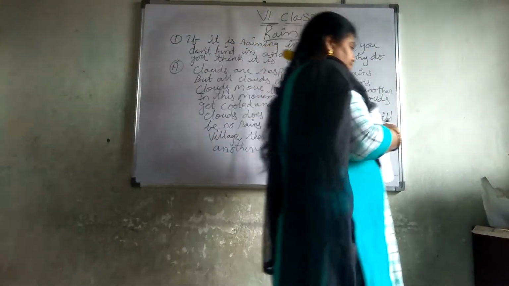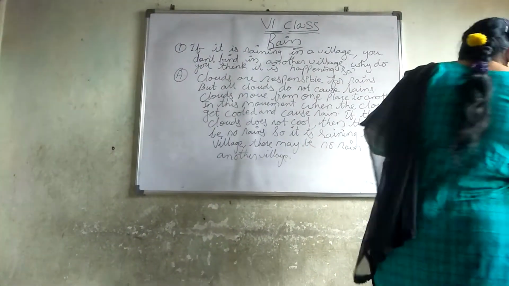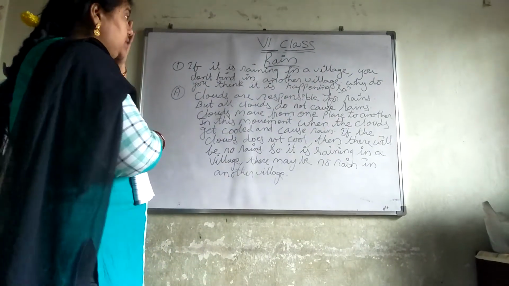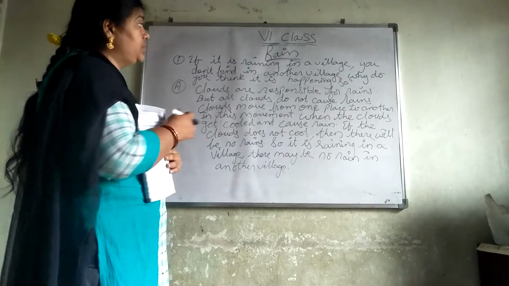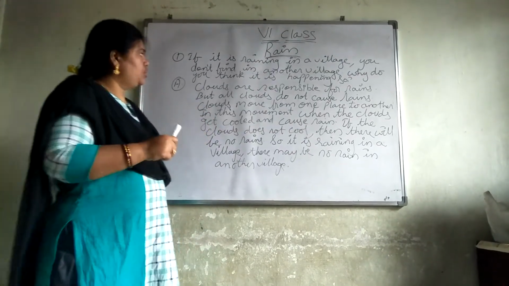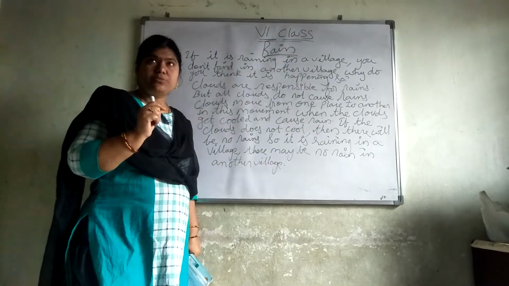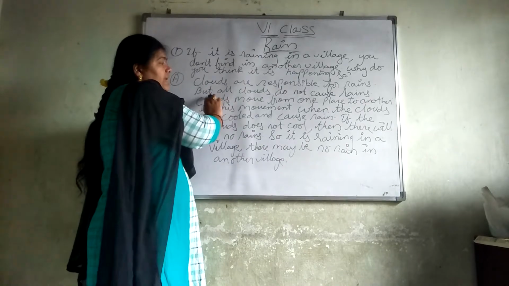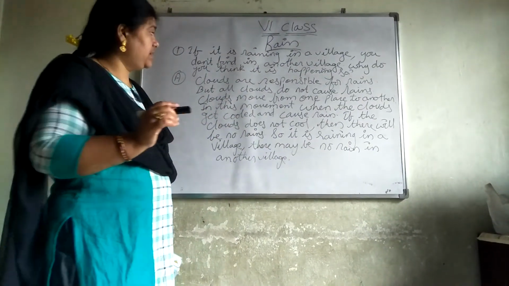So please see here. Here it is given that if it is raining in a village, you do not find it in another village. Why do you think it is happening so? Clouds are responsible for forming the rain. What are responsible for forming the rain? Clouds. So clouds are responsible for rain, but all clouds do not cause the rain.